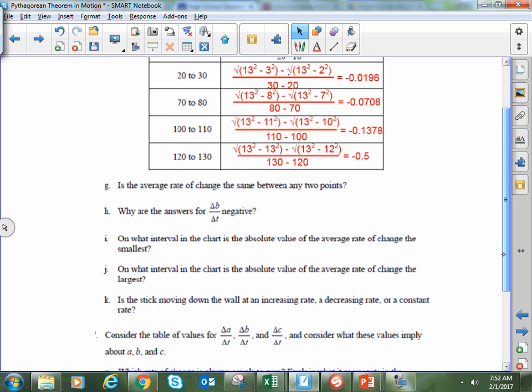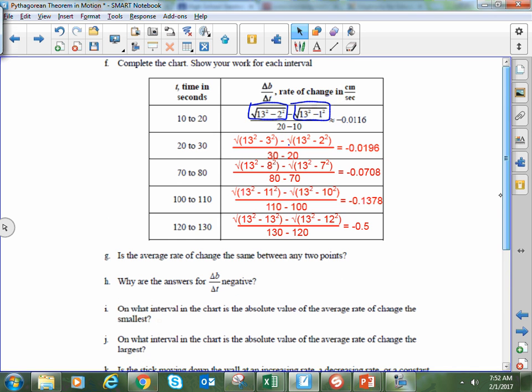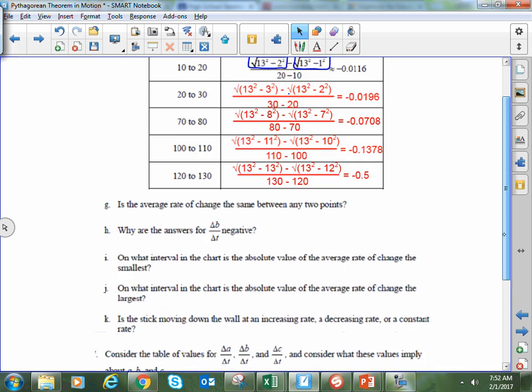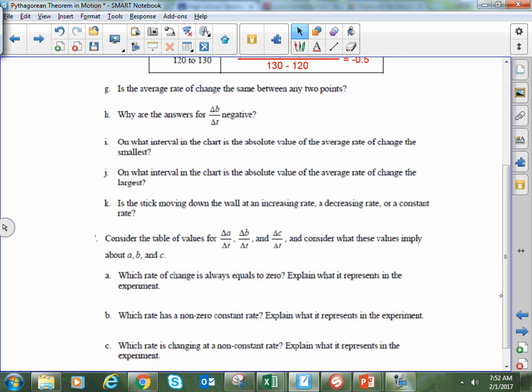So looking at that, we can see the numbers are getting bigger, which matches what we saw in the table and what we wrote for our answers previously, saying that the distance that it changes is increasing each time. So let's take a look at our answers here. Is the average rate of change the same between any 2 points? Clearly it is not.